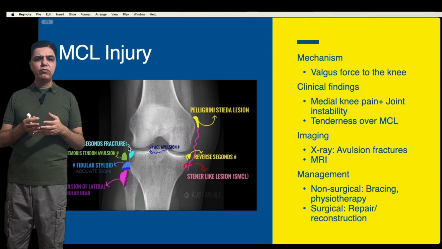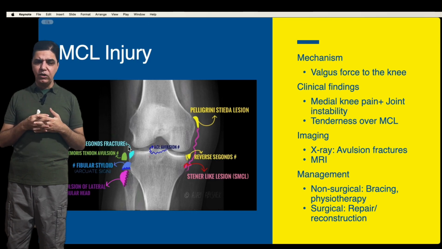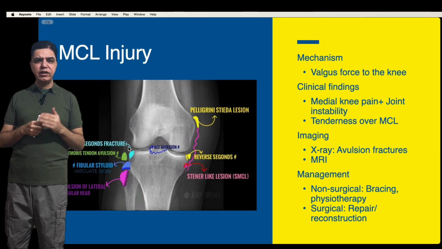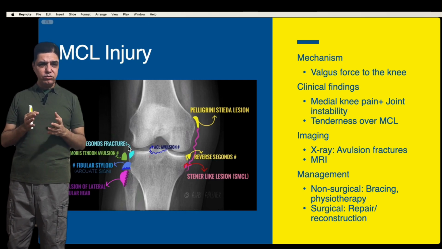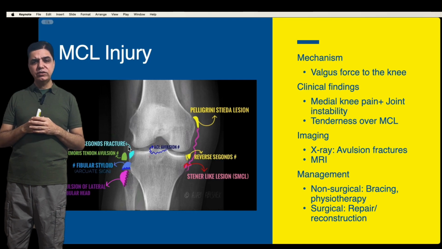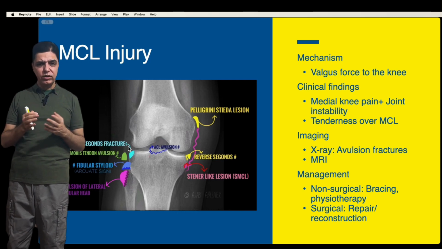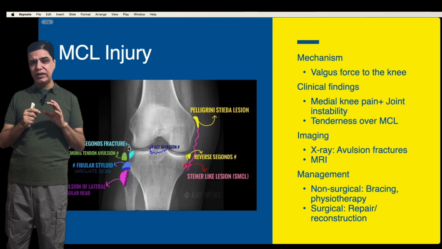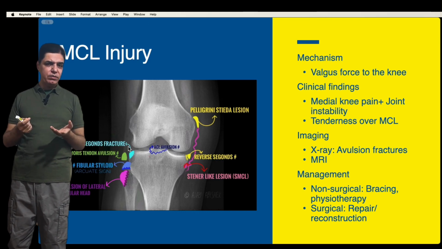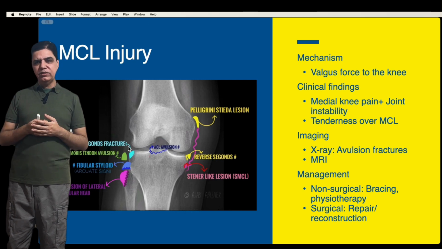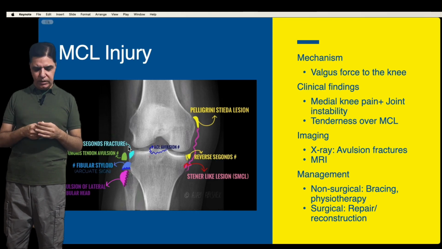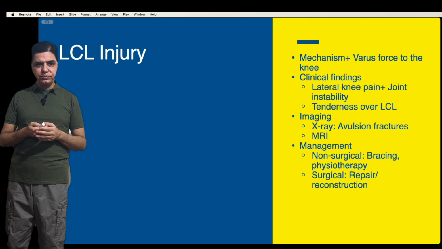Again, there would be a lot of pain on the medial side of the knee. There might be a bit of joint instability, and obviously if you palpate that area, it would be very tender. X-ray is also important, because if there are any avulsion fractures, they would be picked up, and if not, an MRI has to be done, because that would give you the actual extent of the injury to the ligaments. The management comes down to bracing, immobilizing, non-weight bearing, and then later physiotherapy plus or minus surgical reduction.